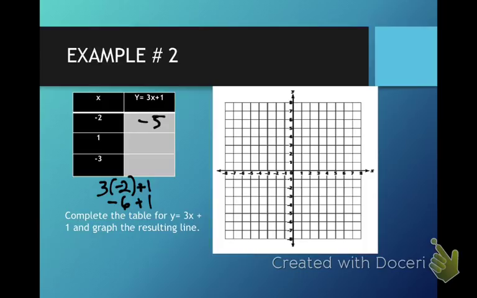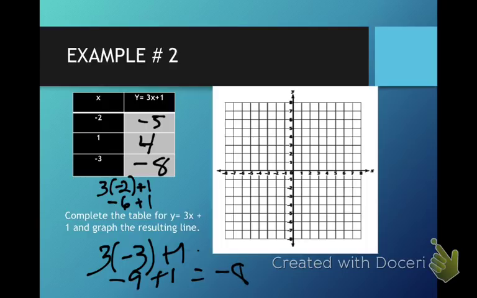We're going to do the next one. Y equals 3 times 1 plus 1. That's 3 plus 1 equals 4. The answer is 4. Next one, we have negative 3. So we have 3 times negative 3 plus 1. 3 times negative 3 is negative 9 plus 1 equals negative 8. So those are our answers.